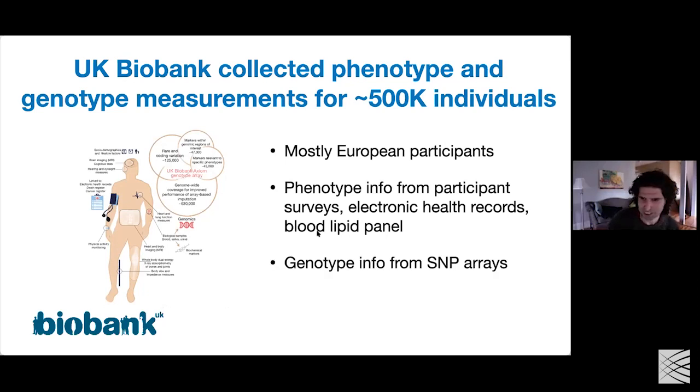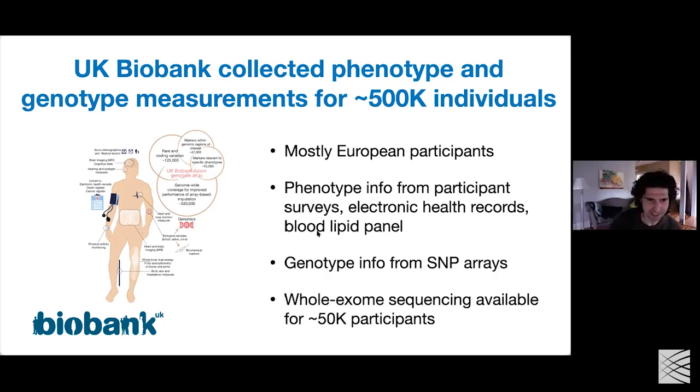All participants were genotyped on one of 2 SNP arrays, and additionally, around the time we began this project, whole-exome sequencing data became available for about 10% of the cohort, or 50,000 individuals. Recently, they expanded the whole-exome sequencing cohort to 200,000 individuals. The challenge for studying VNTRs in the UK Biobank, as I mentioned, is that VNTR allele lengths are not easily measured from SNP arrays or exome sequencing.